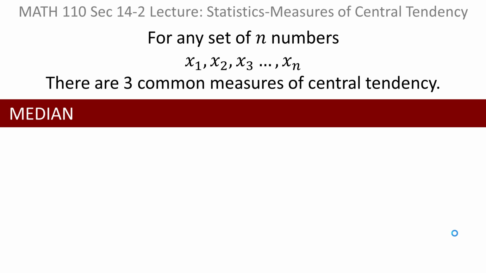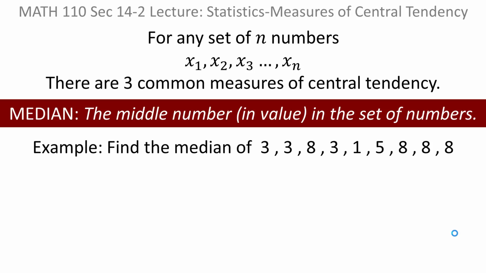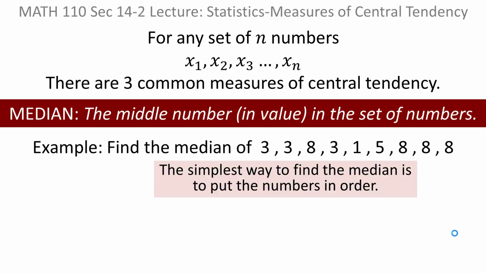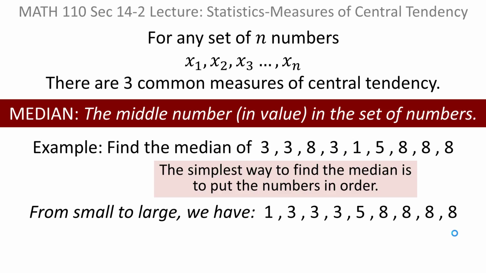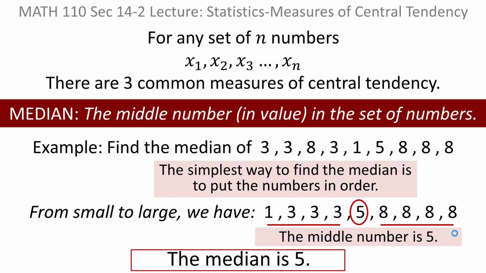The second measure of central tendency is called the median. The median is the middle number in value within a set of numbers. And in order to find the median, you really need to put the numbers in order. So if I'm given the numbers unordered, before I find the median, I want to put them in order. It doesn't matter if you do smallest to largest or largest to smallest, but they do need to be in order. So once I've ordered these numbers, the one in the middle is the median. So here, the median is 5.